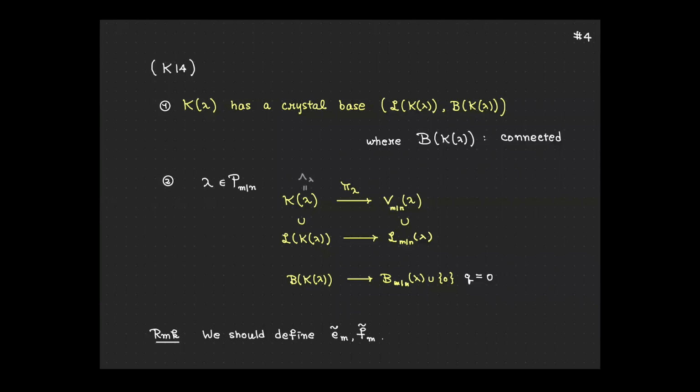Of course, I haven't defined yet what the crystal base means here. So here we should define the crystal operators for the isotropic simple root, alpha n. I will explain in the next slide or later.